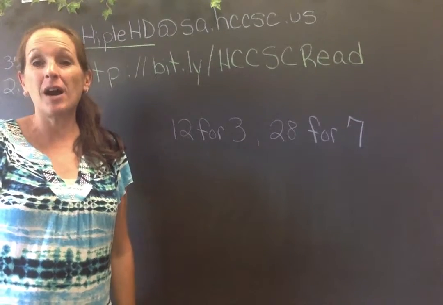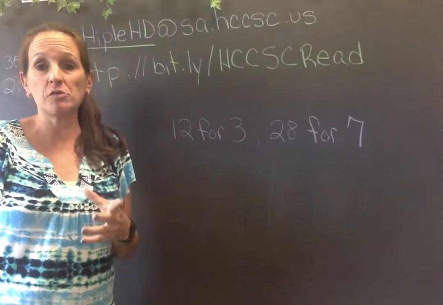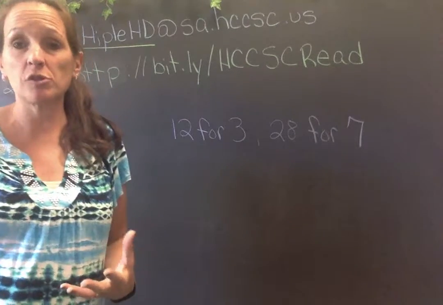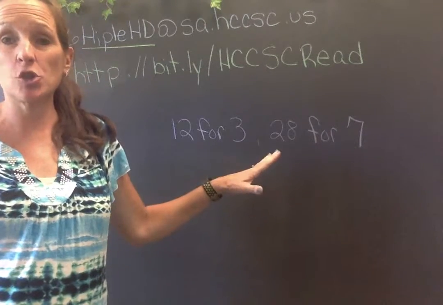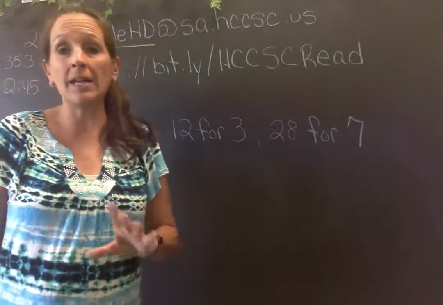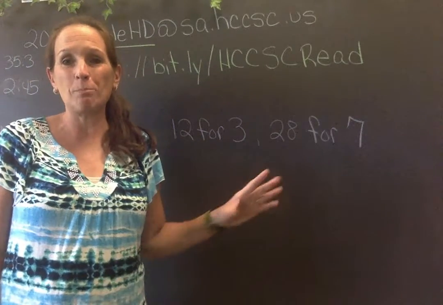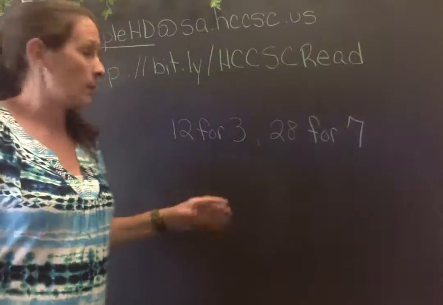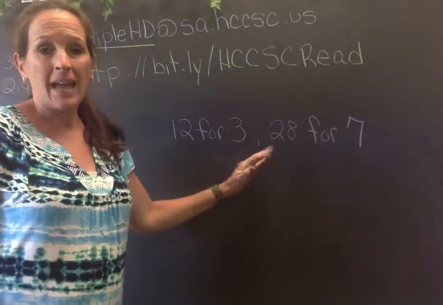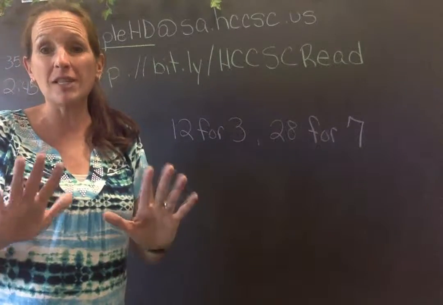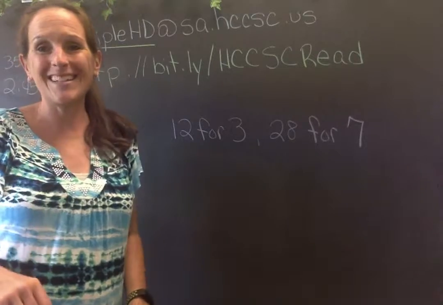I'm going to give you one more example of how to find equivalent ratios or equivalent fractions. This should match number 2 in your book. I don't remember exactly what the words were, but the numbers are the same. It said something about 12 for 3 and then 28 for 7. As long as I've got the numbers, you'll get the idea of what we're doing here.